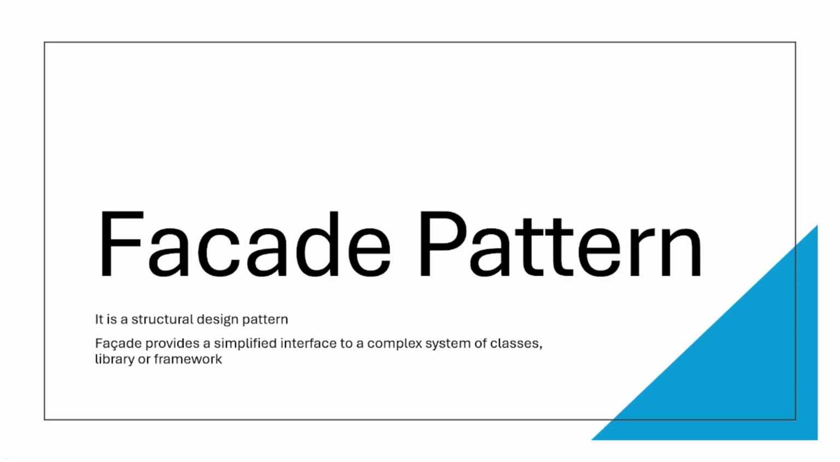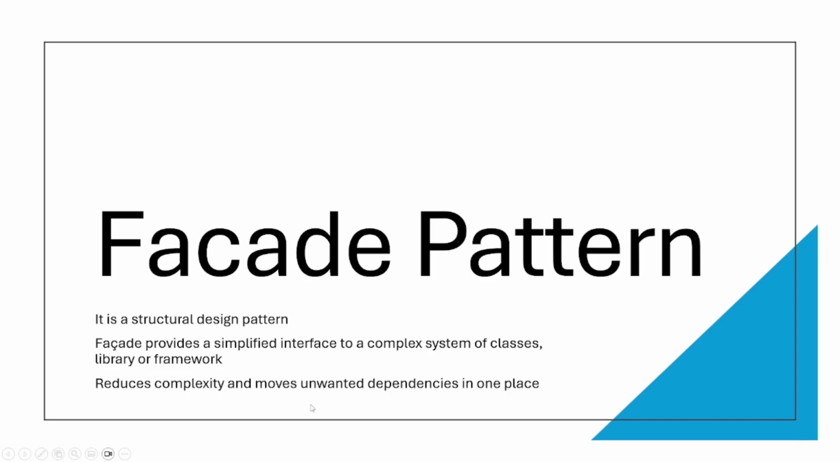So you can have a complex system of classes, library, framework, or any third-party libraries that you want to use in your code. But as we know, any third-party libraries or any other code that you are not the owner of can contain a lot of methods and classes that you don't need. In this case, you can use the facade pattern so that you can just use the necessary classes and methods that you need in your code to serve your purpose.